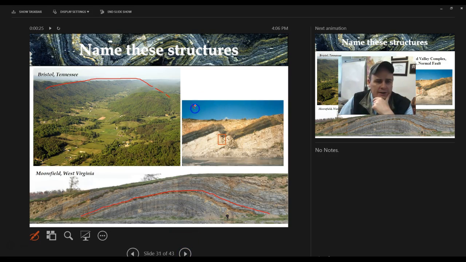This one here is a good one. This one here is a good example. Here you can see two faults, one right there, one right there. The hanging wall is going down relative to the footwall. This is a normal fault, therefore divergence. Okay, so that's something you're going to be identifying in your discussion this week.